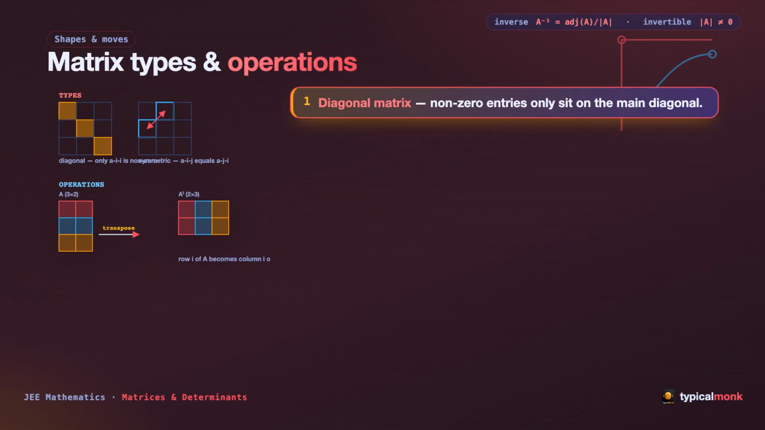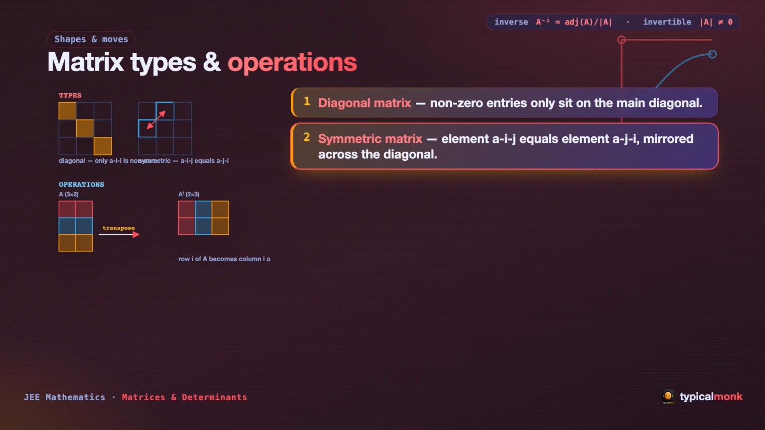Now, look at this figure, because it turns 2 matrix ideas into a picture you can actually see. First, the diagonal matrix. Only the entries sitting on the main diagonal are allowed to be non-zero. Every other cell in the grid stays empty. Second, the symmetric matrix. Here, the entry a sub ij always equals the entry a sub ji, so the grid is a perfect mirror image of itself across that same diagonal.